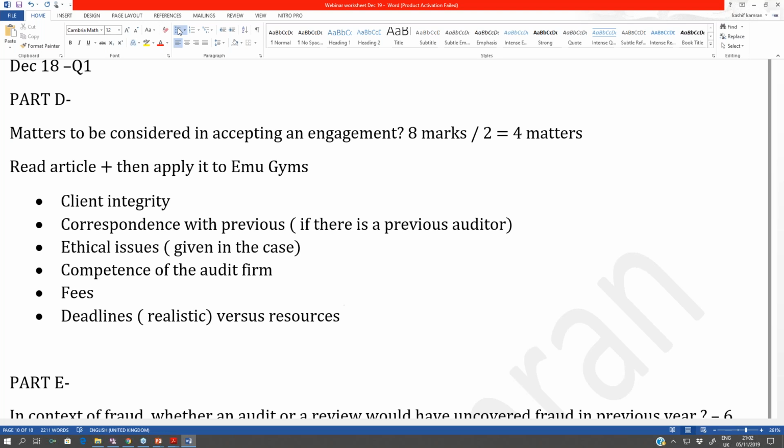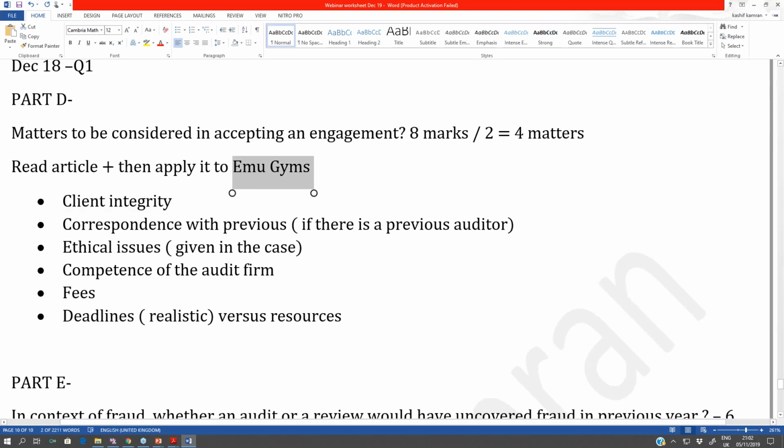So there are a lot of issues, right, which you can come across while reading the article. But this is just a list which can help you plan your answer for Emu Gyms. You can connect these with Emu Gyms. The ones which connect are better. The ones which don't connect are not good points. So you can make a rote learn list from the article, but then you need to apply the list to Emu Gyms and see what's exactly happening with Emu Gyms in exhibit 4 to plan your answer.